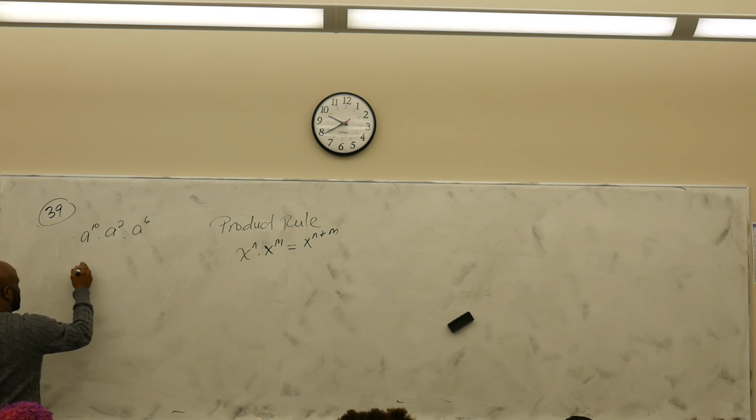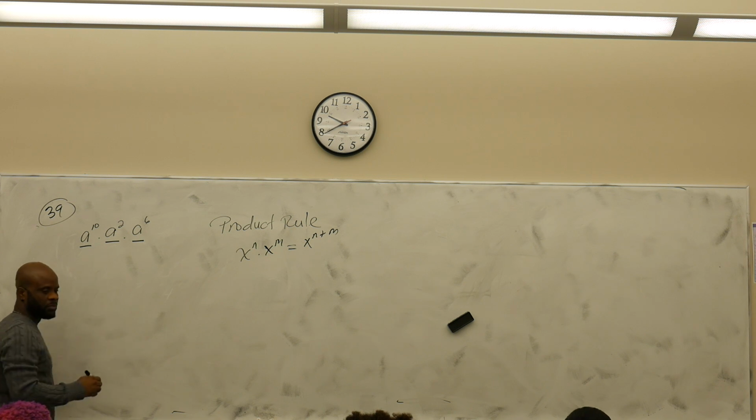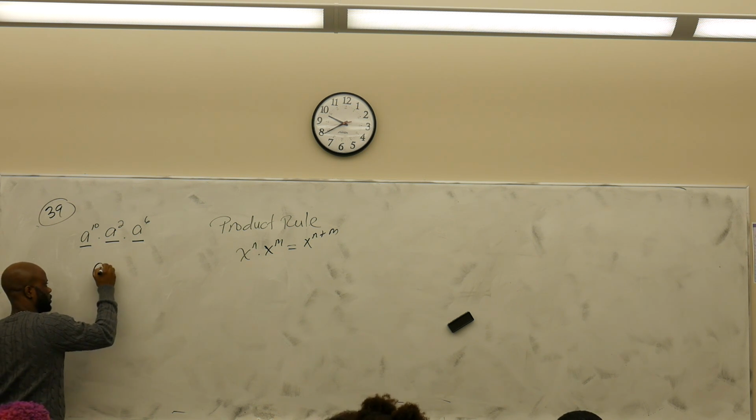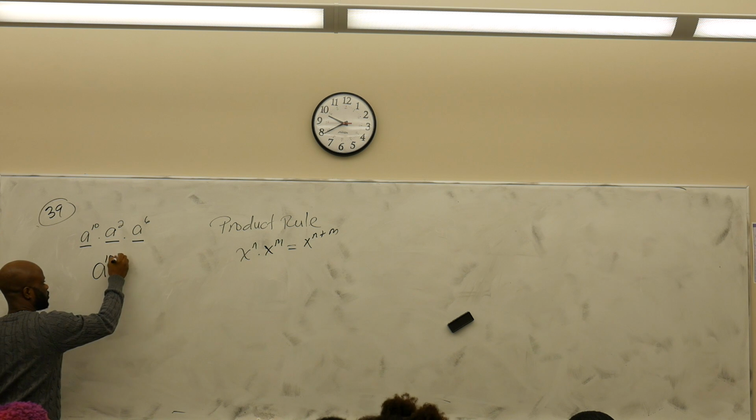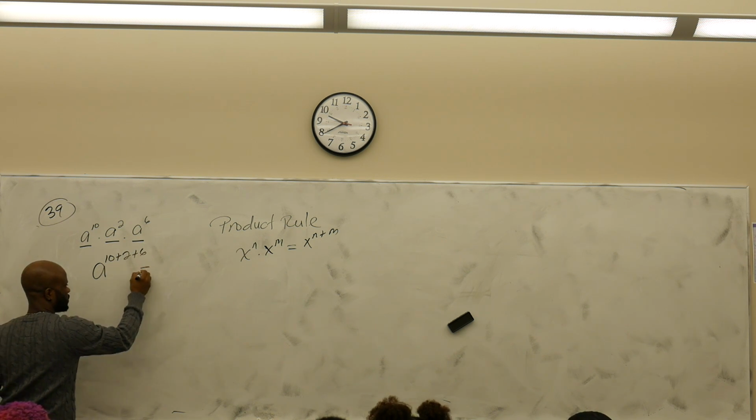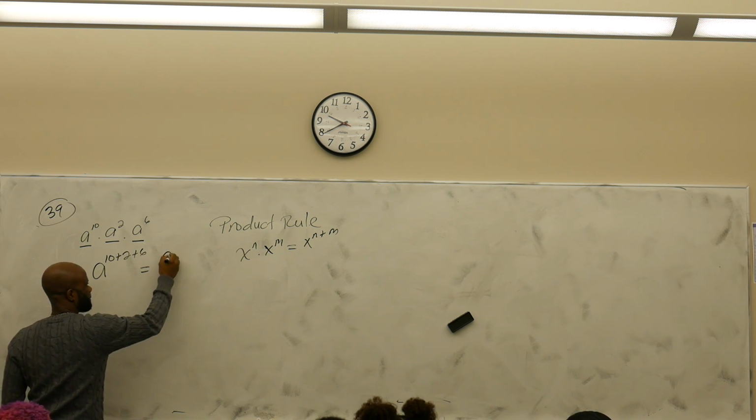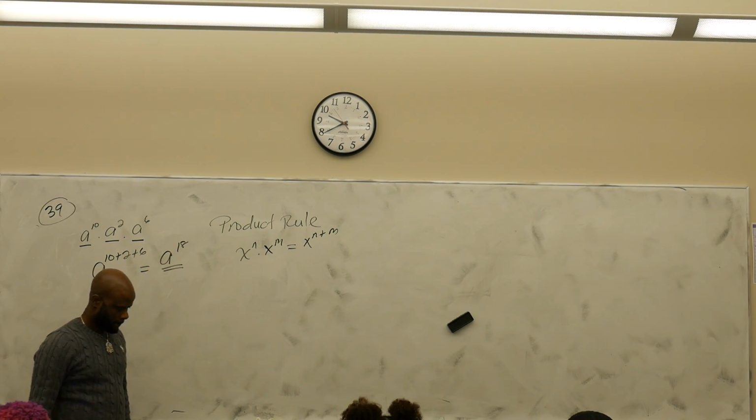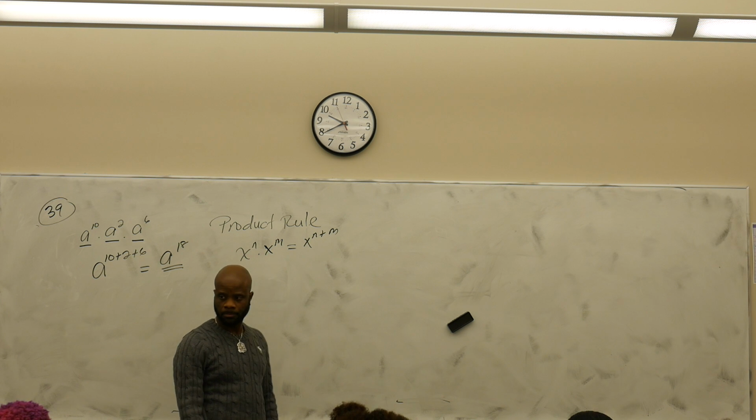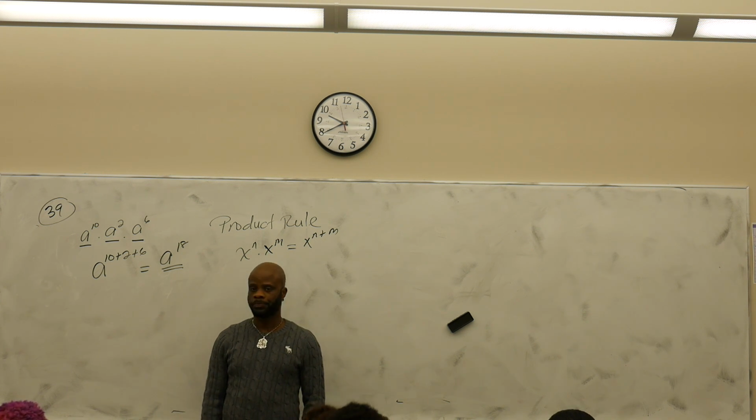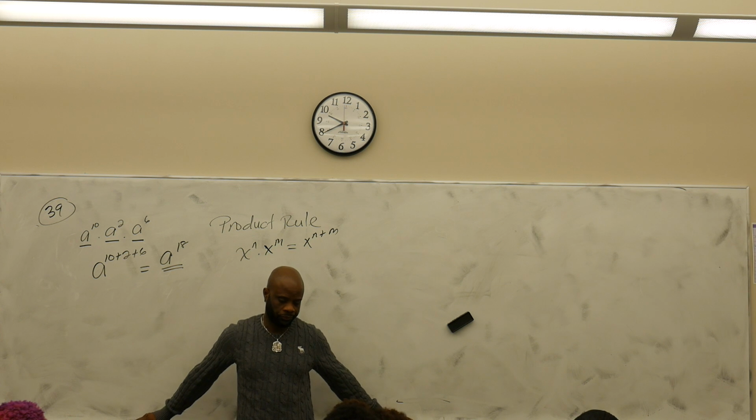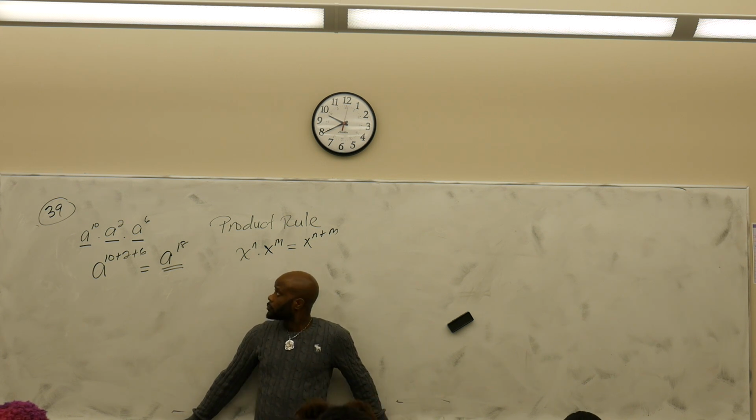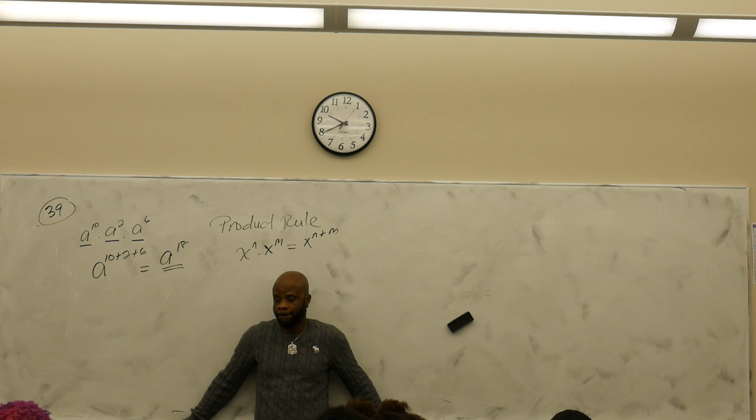So in this case, we have the same base. So then we have 10 plus 2 plus 6. What would that be? That's 2. Go back. Good? Everybody get it? Yeah, I was right.